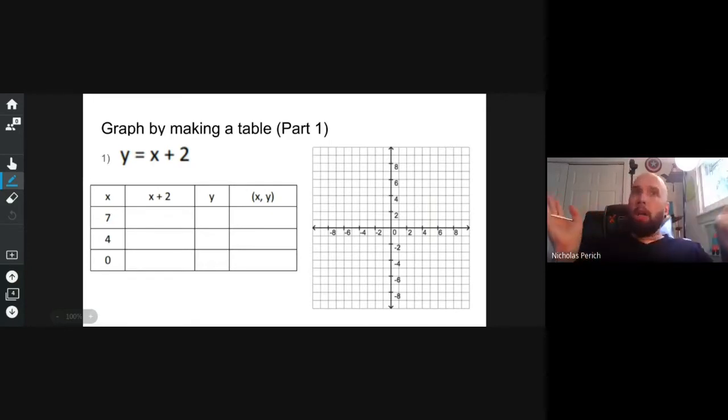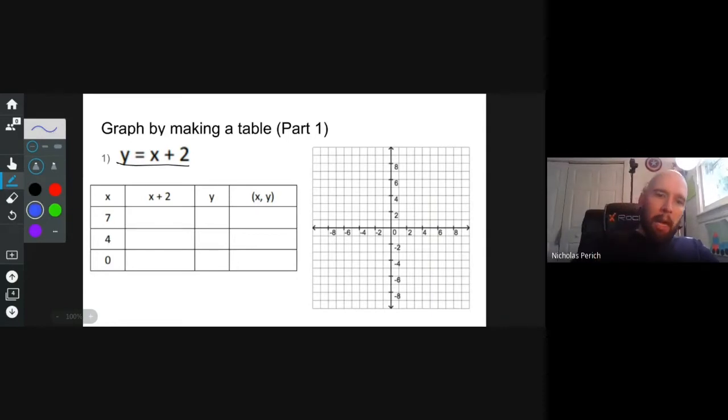Remember the last several lessons, you've got to get y all by itself, and make sure you put the x first. This is why, because this is all we're going to be dealing with. So what I'm doing is it's giving me that equation right there, y equals x plus 2.